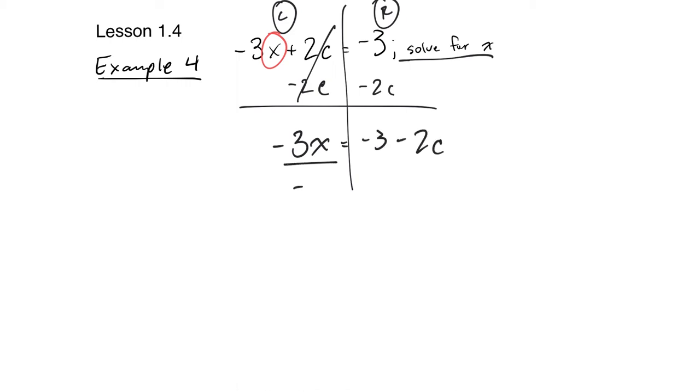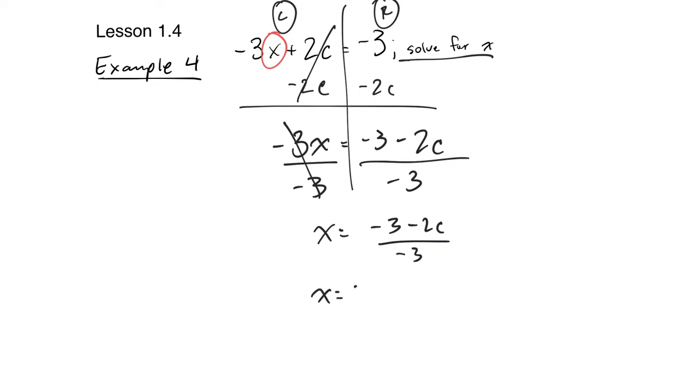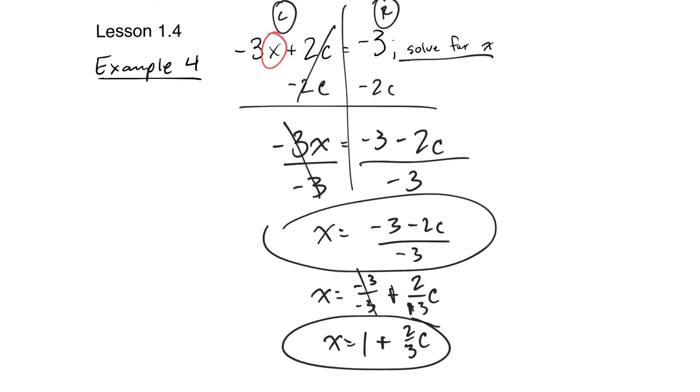Now I have negative 3 times x. I'm going to divide both sides by negative 3. Anything divided by itself is 1. And I'm going to get x equals negative 3 minus 2c over negative 3. There's a lot of negatives going on here. So what I am going to do is I'm going to factor this a little bit, rewrite it. Negative 3 over negative 3 minus 2 over negative 3c. This cancels, that becomes 1. This negative and this negative cancel to become a positive, so I go 1 plus 2/3 times c. It's my final answer.